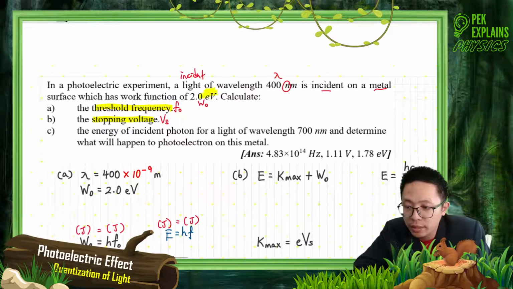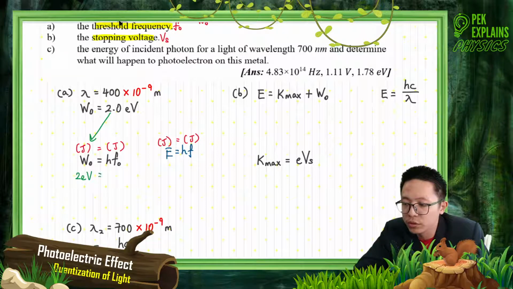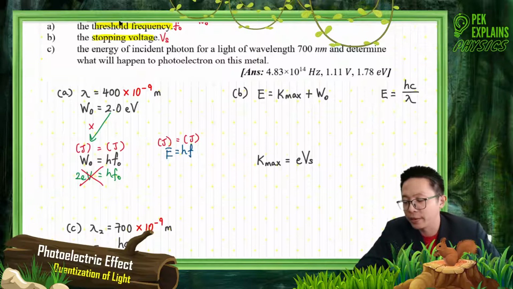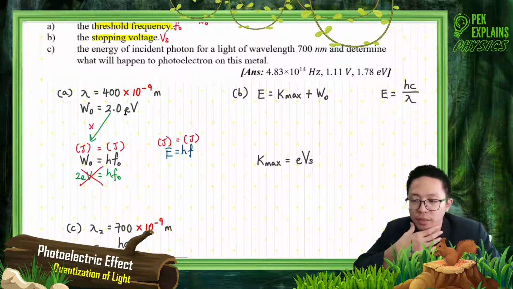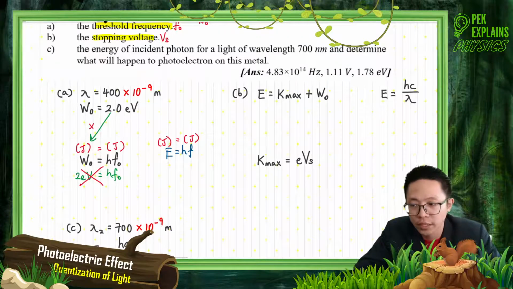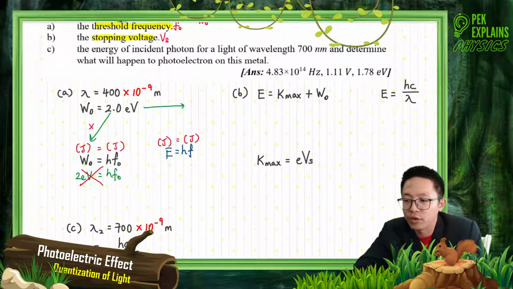So what I can say is the work function he provided is in electron volt. You see that? Electron volt. So you can never straight away substitute electron volt into here, and say 2 electron volt equals H F naught. This is wrong. Don't do this at home and don't do this at school. Don't straight away substitute into it. So what you have to do is convert. First, you have to convert this one to joule.